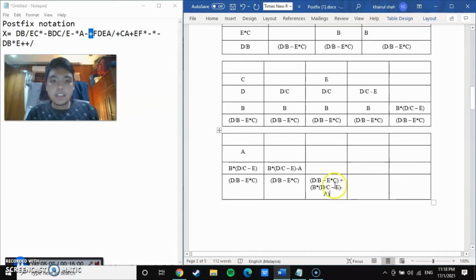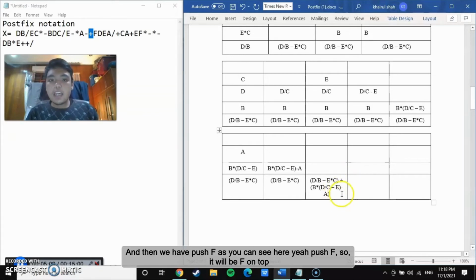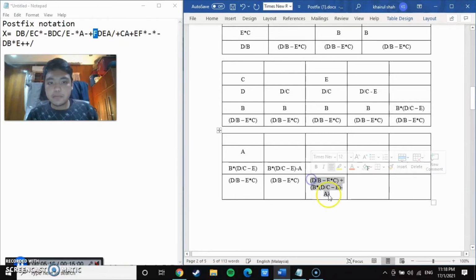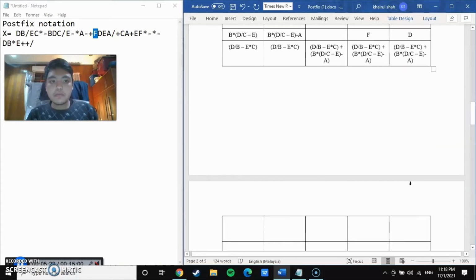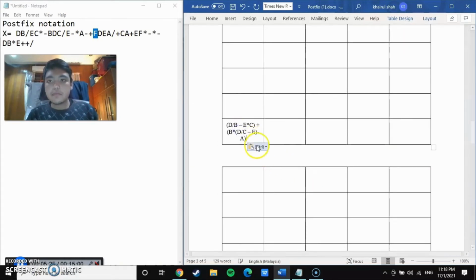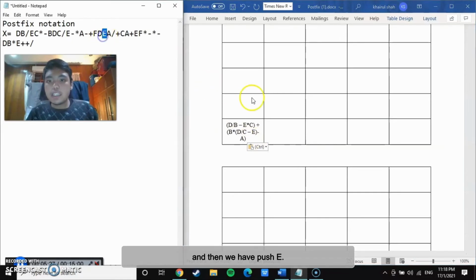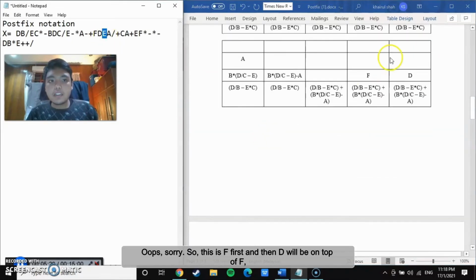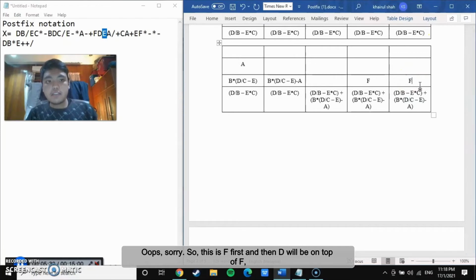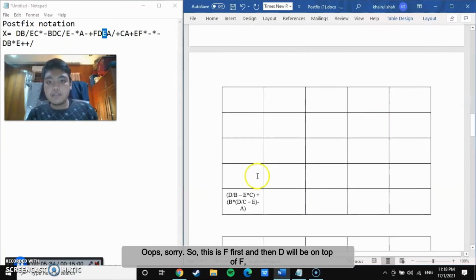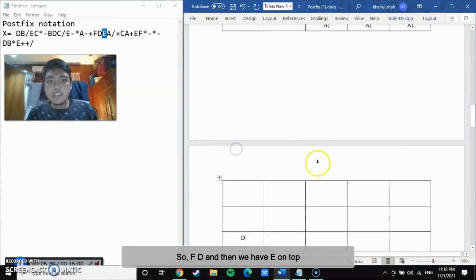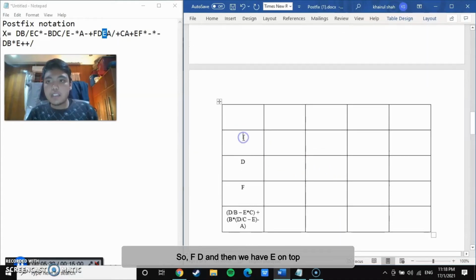Okay. Alright. And then we have push F. As you can see here, we have push F. So here will be F on top. And then we have push D. And then we have push E. Oops, sorry. So this is F first, and then D. D will be on top of F. So F, D, and then we have E on top.